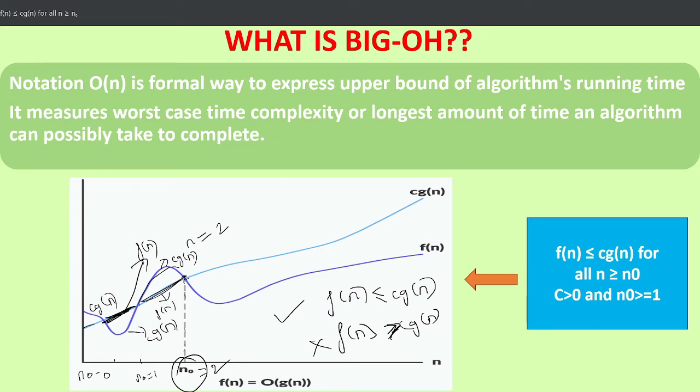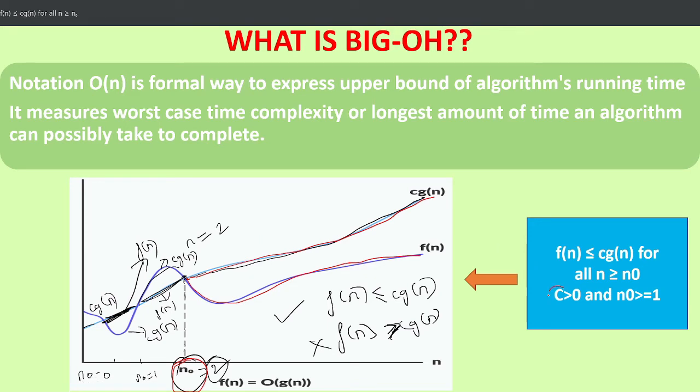The moment it reached n naught equal to 2, I'm just assuming the n naught value as 2 over here, after that it can never change. Always c of g of n will be higher like this, and f of n will be lower. Always. It will not change in between. That's why this value n naught is called the breaking point or the marking point. From there itself, no change will be seen.